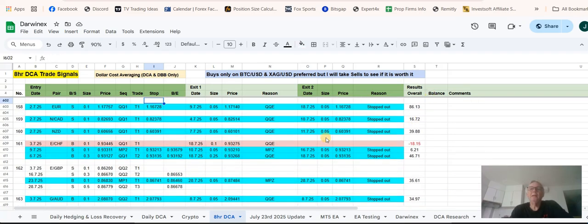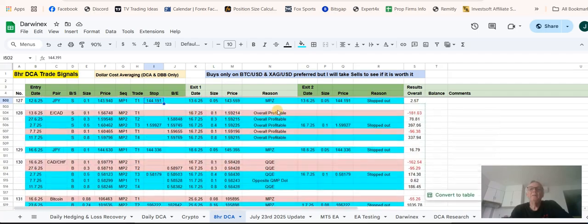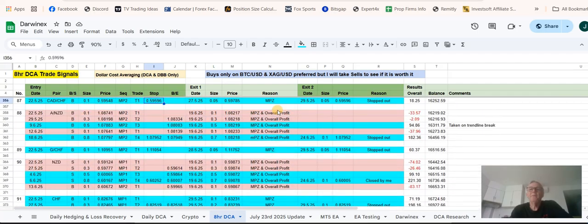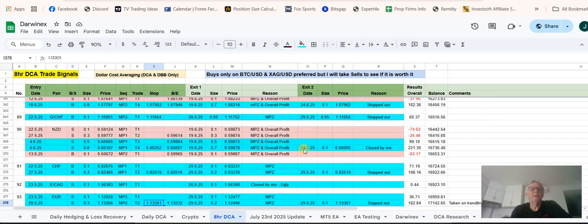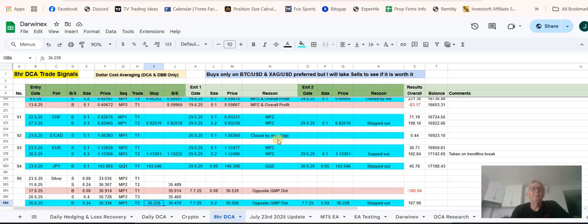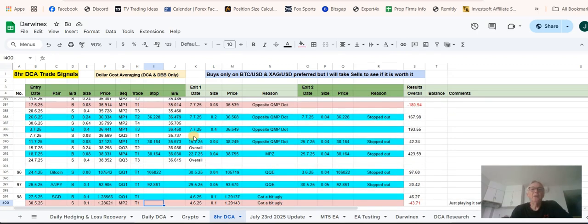Obviously I can't update the balance because I think we've still got trades way up here somewhere. So here we go, there's the balance being updated as we've closed trades. I've been trading this system on the 8-hour chart since early or mid-January this year. So it's been 6 months. It's been pretty consistent. Silver's the one holding me up, which I don't know why it's on this list.